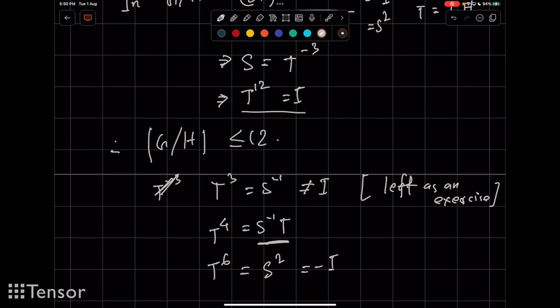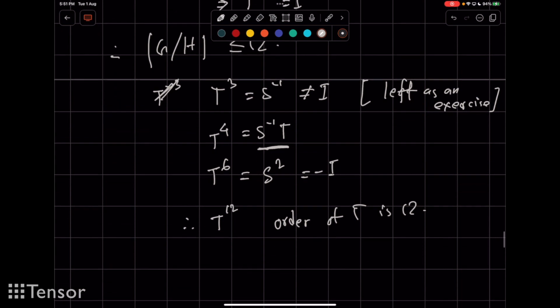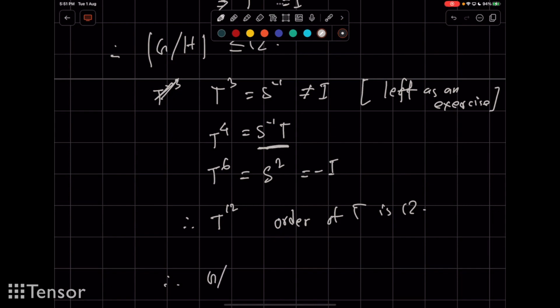And negative identity is not equal to the identity. So therefore, the order of T is 12. The group has at most 12 elements, and the order of T is exactly 12. So therefore, the group has exactly 12 elements.